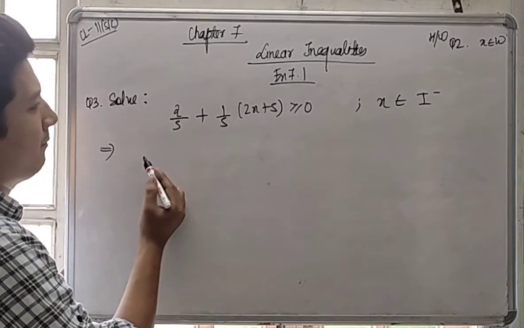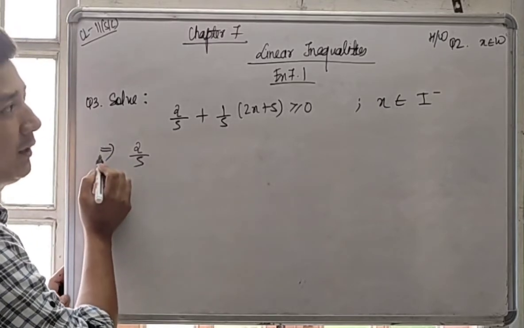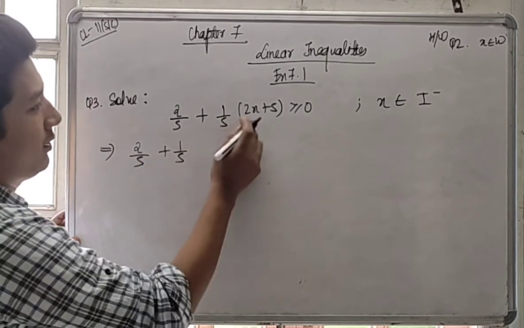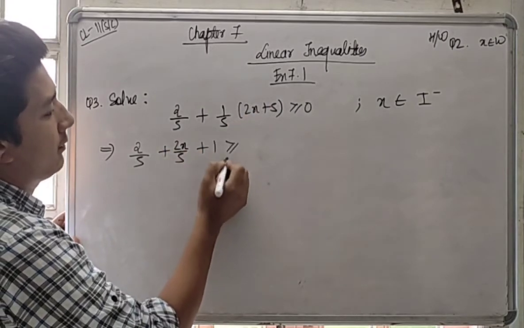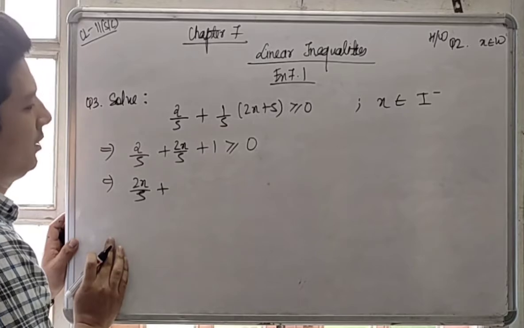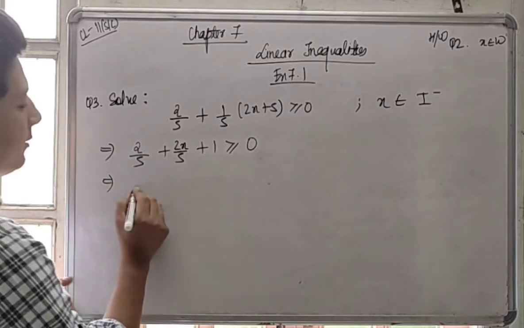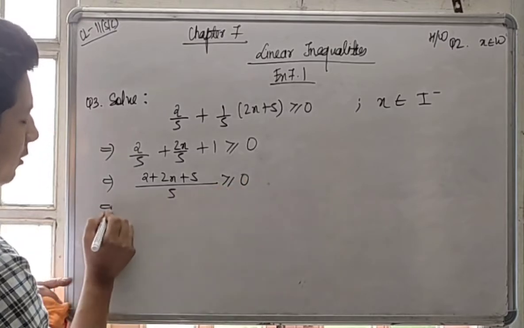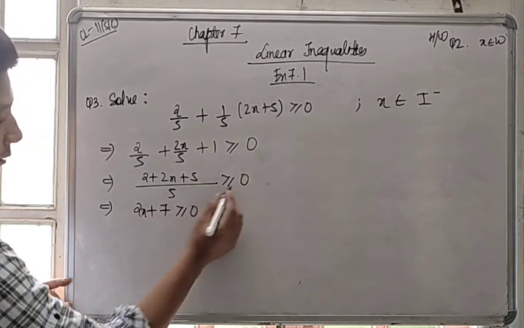Before that let's simplify it. We'll get 2 by 5, and don't forget to use the implies sign because we are doing an inequation, plus 1 by 5. Open the bracket. This will be 2x by 5 plus 1 greater than or equal to 0. Take the LCM, which is 5, so you'll get 2x plus 5 greater than or equal to 0, which after cross multiplication is 2x plus 7 greater than or equal to 0.